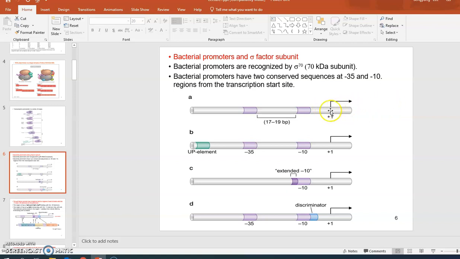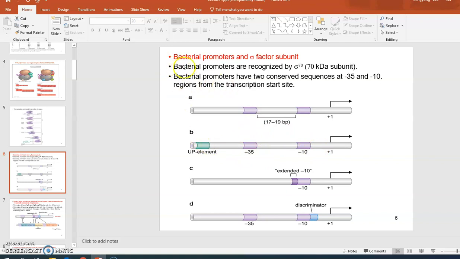Okay, and ahead of the gene coding sequence, you have some meaningful sequence. We designate that sequence region with negative numbers. Negative 1 means right ahead of the gene coding sequence, 1 nucleotide upstream. Negative 10 means 10 nucleotides upstream of the gene coding sequence. Minus 35 is 35 nucleotides away from the gene coding sequence. That's what they mean. Around those areas, there are meaningful sequences that are recognized by transcription factors.